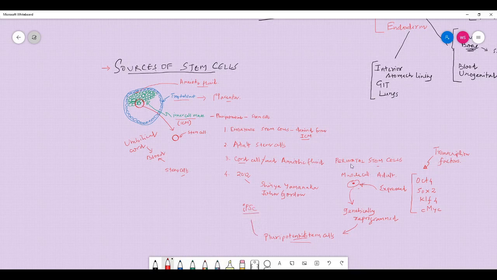So these are the 4 sources of stem cells. What are the 4 sources? Embryonic stem cells, adult stem cells, cord cell and amniotic fluid, which we call the perinatal stem cells, and the induced pluripotential stem cells. So there are 4 sources of stem cells.